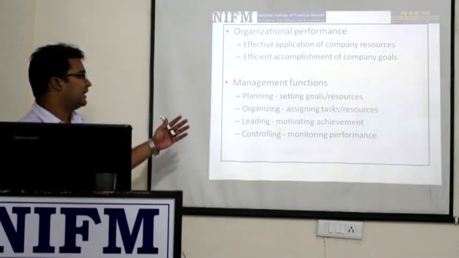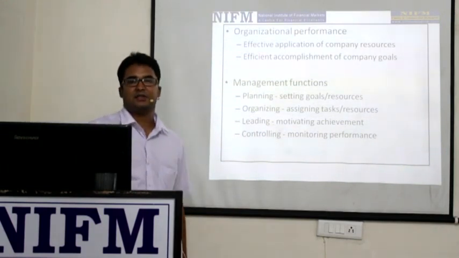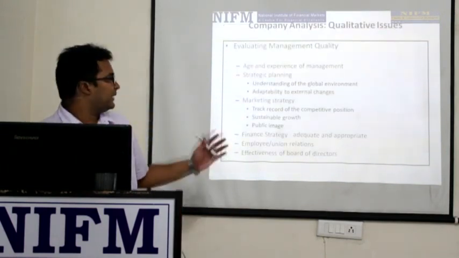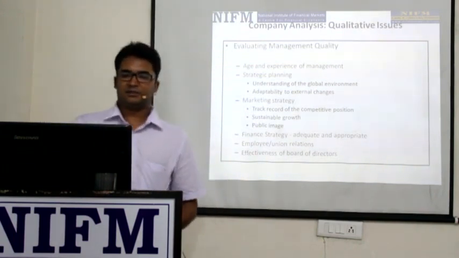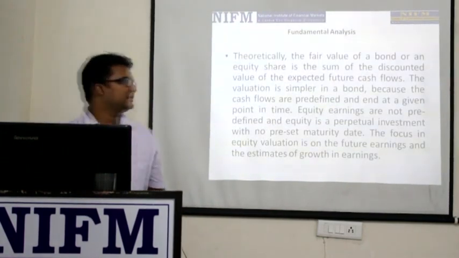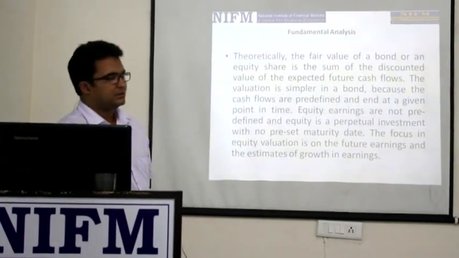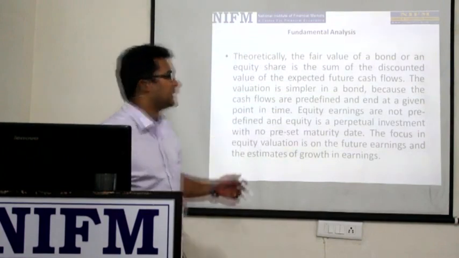So when we are planning and then controlling, it means we are verifying what exactly the result is, whether it is according to the plan, over and above what we planned, or maybe lacking something which should be controlled. So as we were discussing the fundamental analysis, theoretically the fair value of a bond and equity share is the sum of the discounted value of the expected future cash flows.